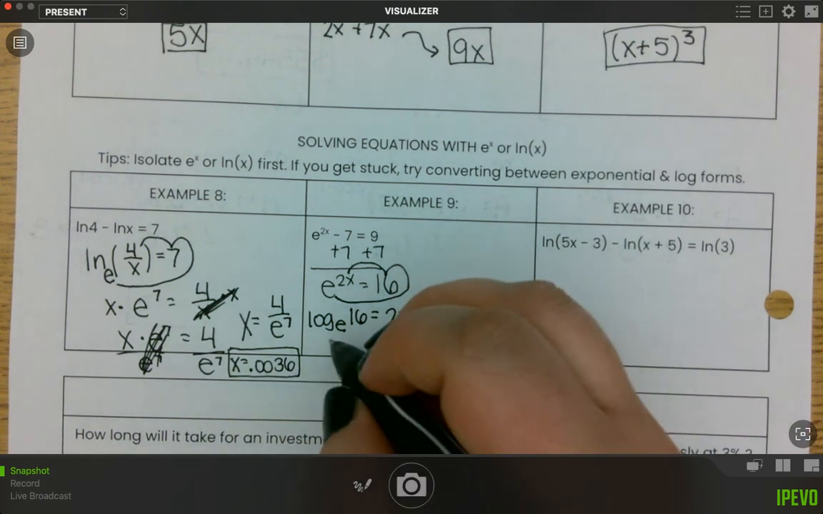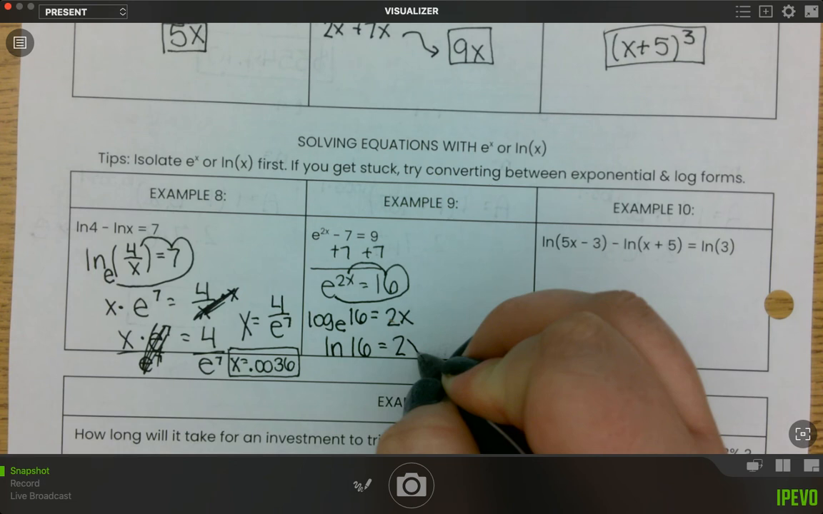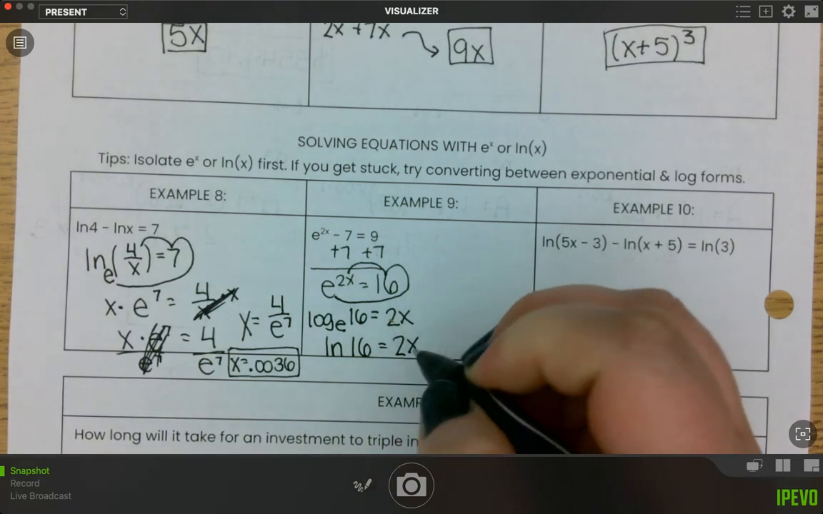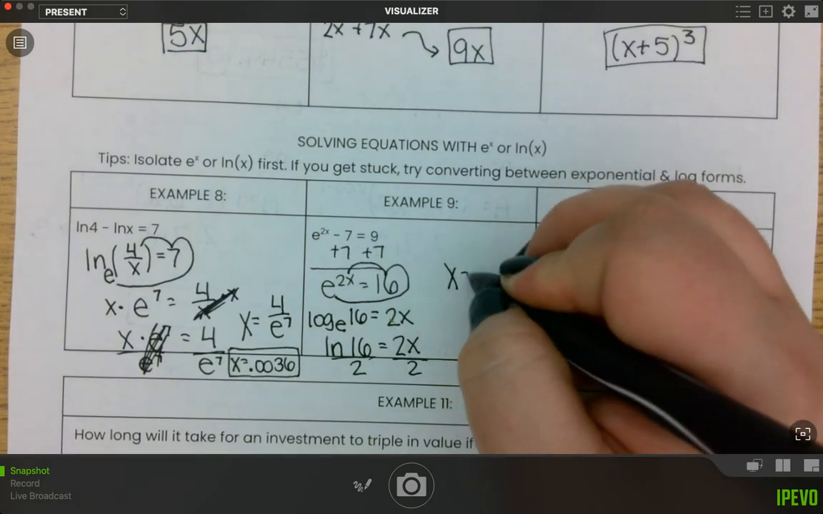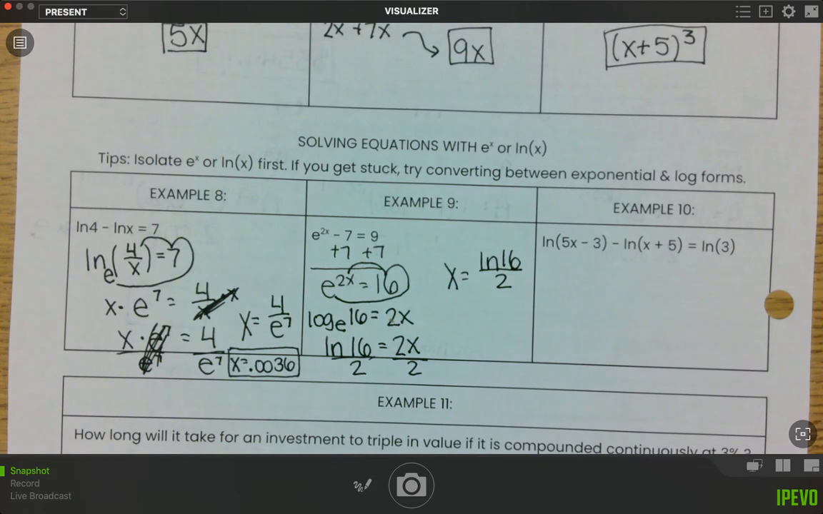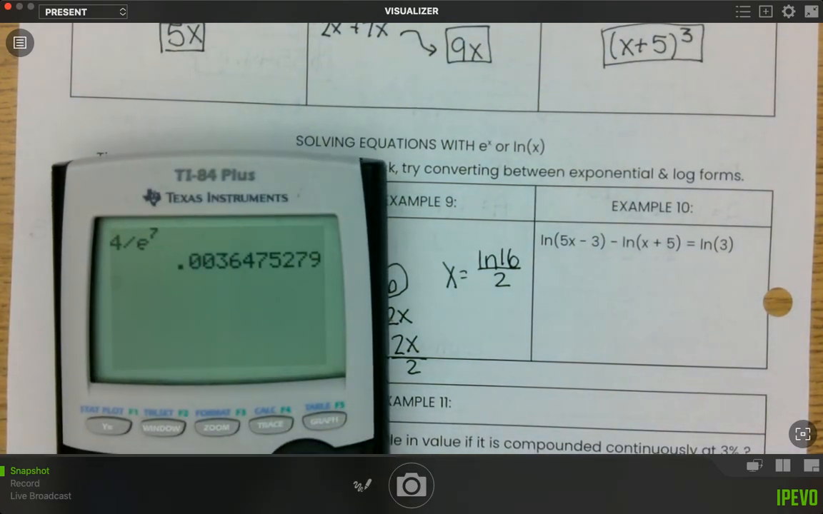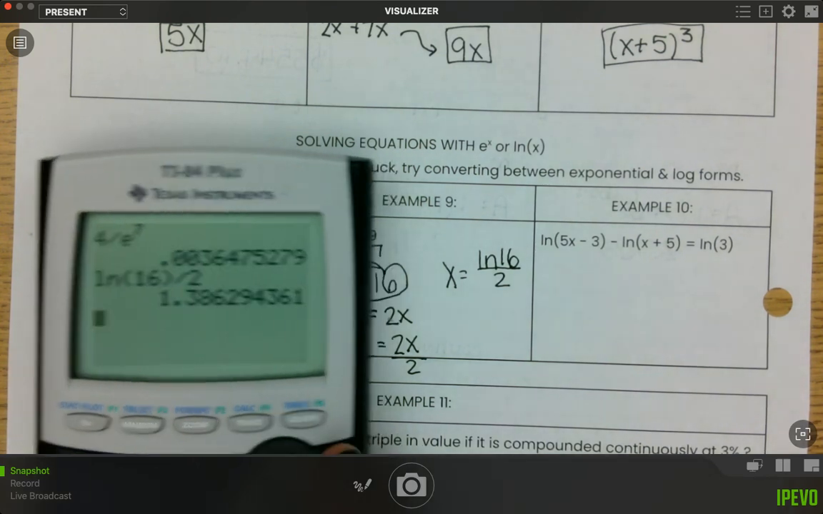And then this is just ln of 16 because it's log base e. And to get x by itself, we just need to divide by 2. So x is equal to the natural log of 16 over 2, which is 1.39.